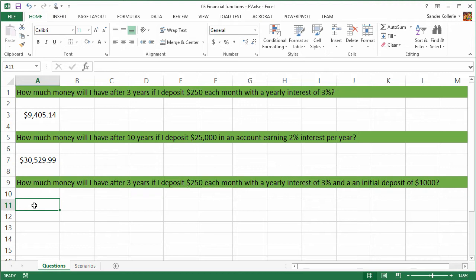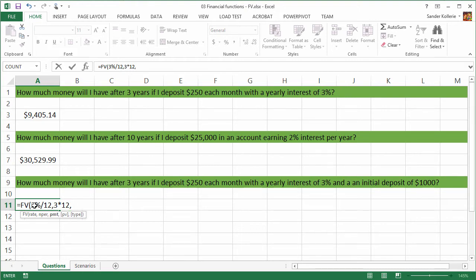Now the last question is a combination. How much money will I have after 3 years if I deposit $250 each month with a yearly interest of 3% and an initial deposit of $1,000, right? So you have $1,000, you put that in the account, and then you are going to put $250 in that same account each month for 3 years. So it's future value, and the rate in this case is 3% divided by 12. Then the period is, in this case, 3 years times 12 months. So we have 3 times 12 periods.